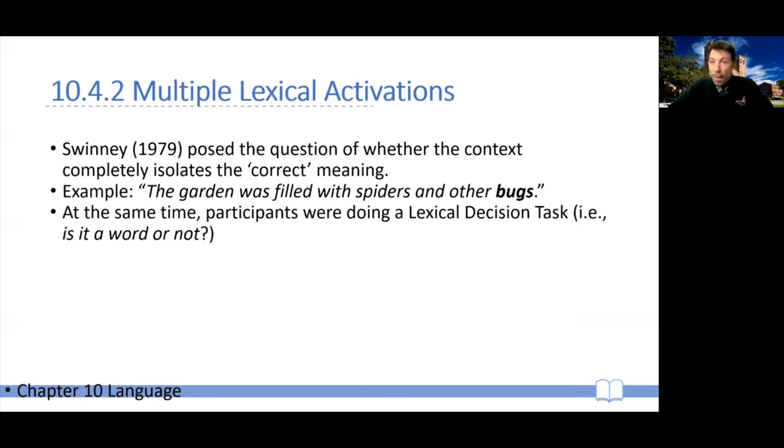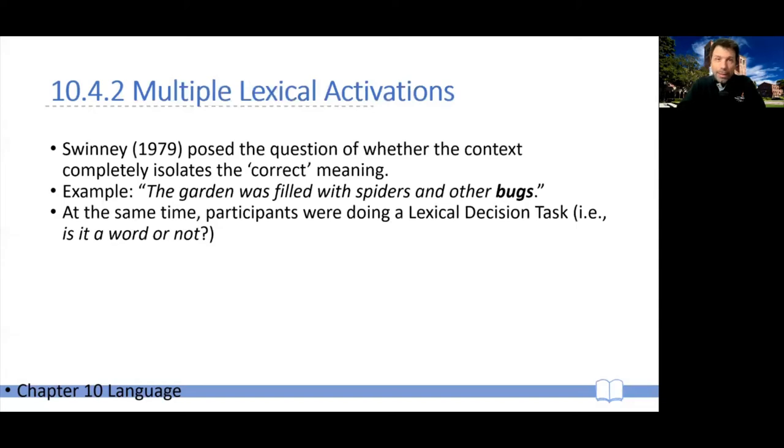Now, Swinney was particularly interested in whether this was the case, and whether context entirely blocked out alternative meanings. So what he did is the following. He exposed people to sentences that had ambiguous words in them, for example, the sentence, the garden was filled with spiders and other bugs. Now, bugs obviously can have two interpretations, either the animals or a spying device. To understand whether people were accessing both meanings of the word bug or only one, given the context, at the same time as people were listening to these sentences, they were also performing a lexical decision task.